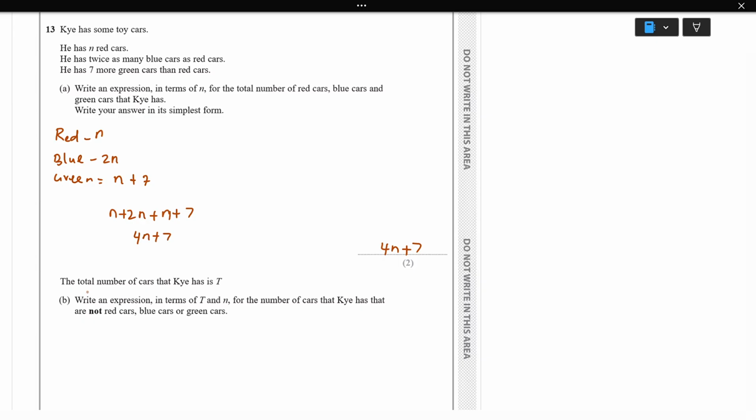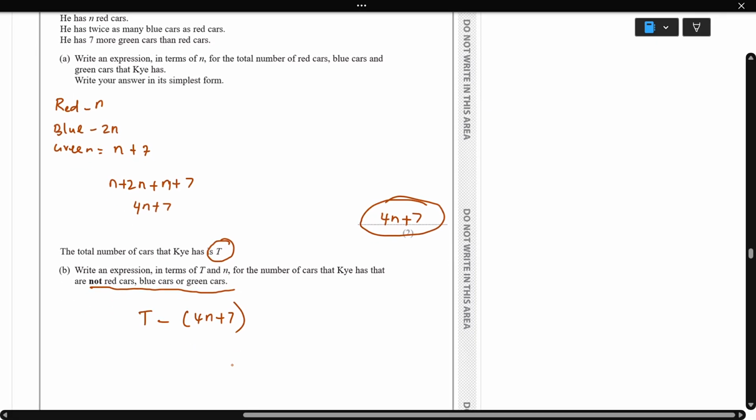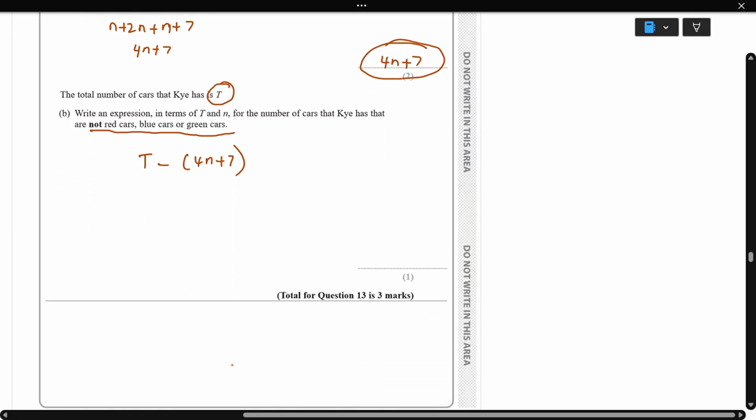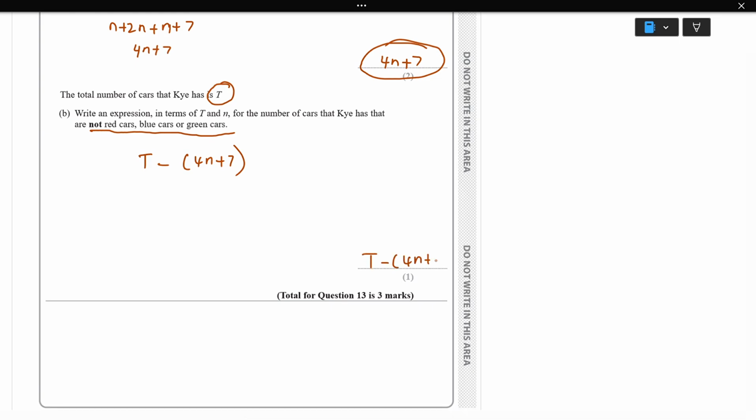Next, the total number of cars Kai has is t. Write an expression in terms of t and n for the total number of cars that are not red, blue, or green. Red, blue, green is this total. So the total is t, minus, we have to take away the red, blue, green, so take away 4n plus 7. That is the answer. We need to leave the answer in terms of t and n. So we'll write t minus (4n plus 7).